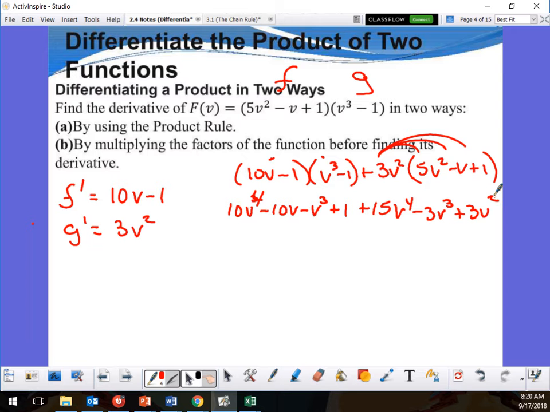Okay, let's go through and combine like terms. So I'm going to have how many v to the fourth? 25 v to the fourth. How many v thirds? Negative 4v cubed. Any v squareds? Plus 3v squared. How many v to the first? I just have right here, right? Minus 10v, and then there's plus 1. There it is. And this is my f prime of v.